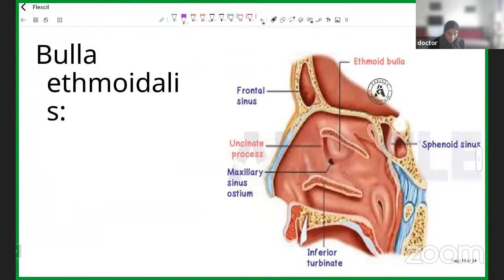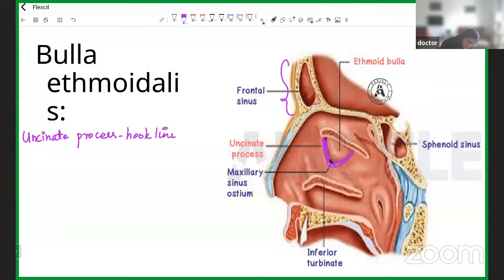Now moving ahead, this is how it will look. It's the same picture. You'll have a frontal sinus here. You have an uncinate process. This is the uncinate process, a depression in the lateral part of the nose. So uncinate process is like a hook structure that runs from anterior superior to posterior inferior. Uncinate process, hook-like, anterior superior to posterior inferior.